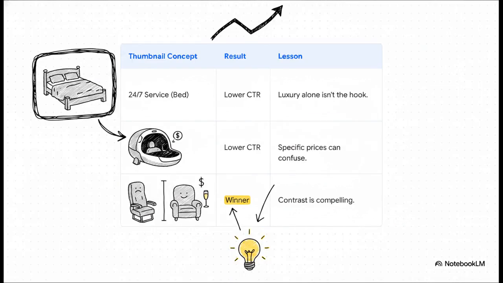and then just apply those lessons to your own channel, totally free. Let's look at a real-world example from Ryan Trahan. For his video on a super expensive airline, he tested 3 different thumbnails. One showed him in a bed, another showed a sleep pod with a price on it, and the third was a clear split between economy and first class. The winner? By a long shot, it was the economy versus first class thumbnail. The lesson here is pretty clear. A simple, powerful contrast is often way more compelling than just showing off a luxury item.